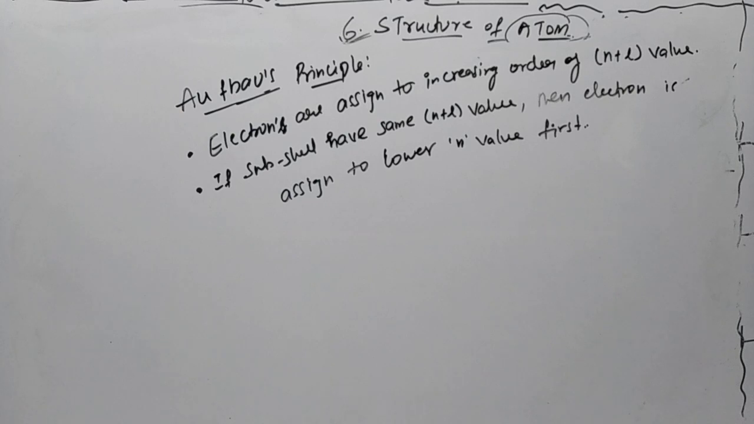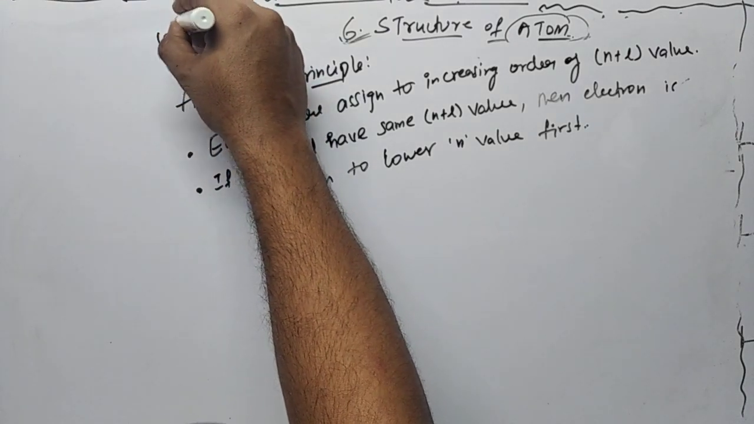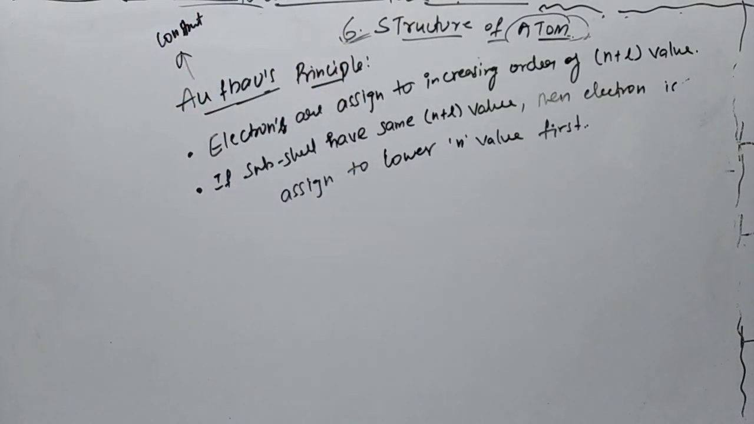Okay, next is Aufbau principle. Aufbau is a German word which means building up or construction. Building up the orbitals means filling up the orbitals with electrons. As per the law, electrons are assigned in increasing order of their n plus l value.